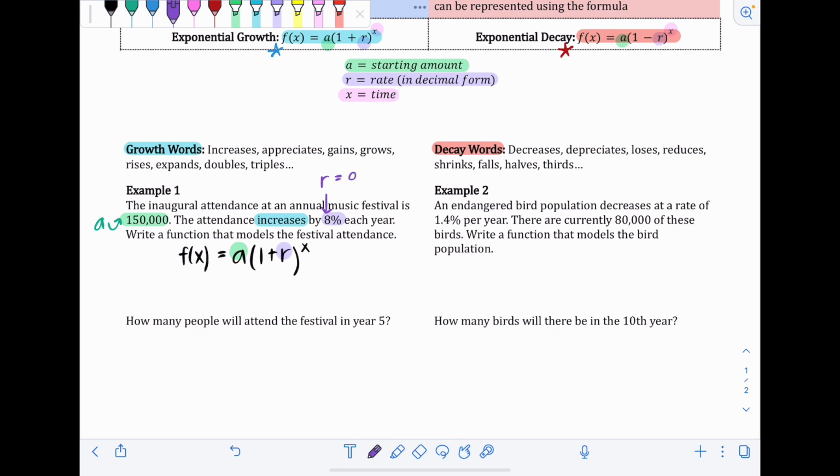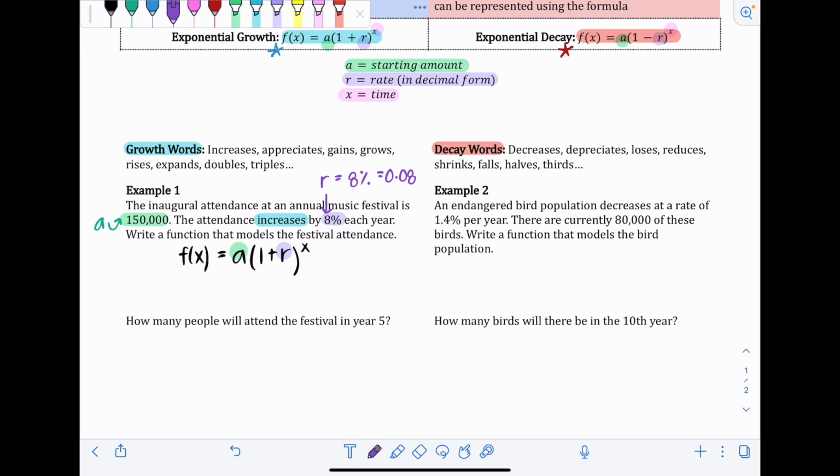However, we have to convert this to decimal form. Right now it's in percent form because you have the percent symbol there. So there's two ways to convert between percent and decimal form. One is by taking your percent, 8, and dividing it by 100. So that would be the same thing as 0.08 if we did 8 divided by 100.